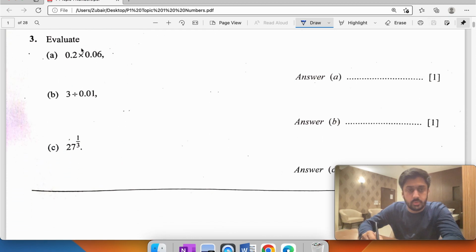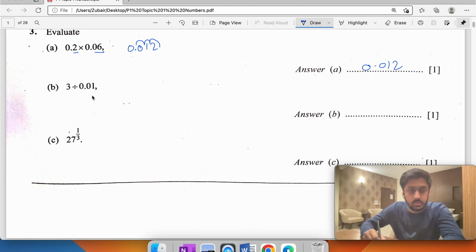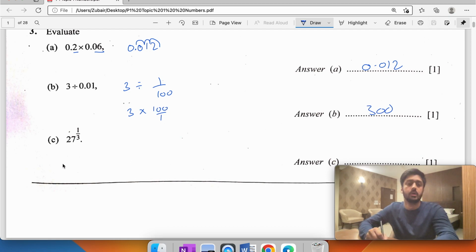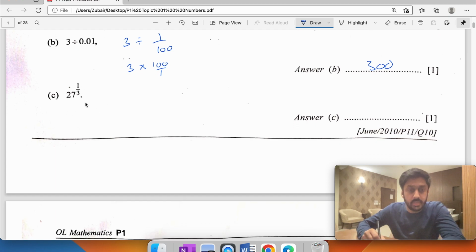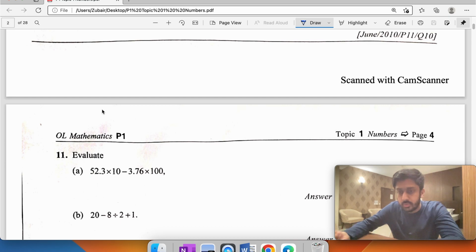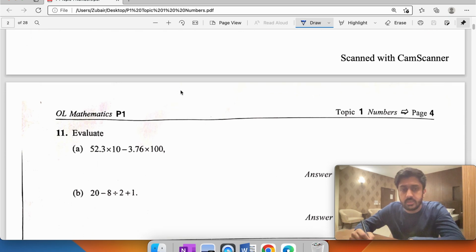Evaluate this. So 2 into 6 is basically 12, and we have 1, 2 and 3 zeros. This becomes 0.012. 3 divided by 0.01. So I'm writing it like this first. Then 3 into 100 by 1. So that's 300. And this is 27 raised to power 1 by 3, which is cube root of 27. So that's directly 3. You should know few basic square roots, cube roots, squares and cubes. Try to memorize up to 20.